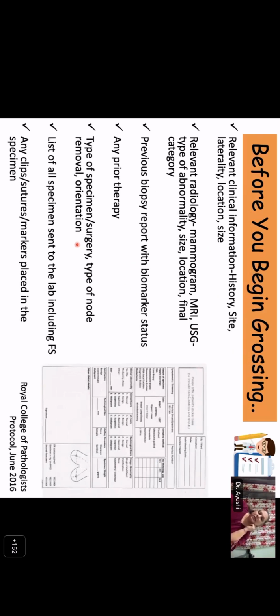Before you begin grossing, it is very important to have an institutional checklist, so that all the relevant information is in front of you. This includes the clinical history, the site, laterality, location, the size of the tumor, relevant radiology, any previous biopsy report and biomarker status, any prior therapy the patient has received, the type of specimen, the type of node removal, the list of specimens being sent to the lab, and any clips, sutures, or markers placed in the specimen. So you should develop an institutional checklist where you can go through all these findings before you begin the actual grossing.